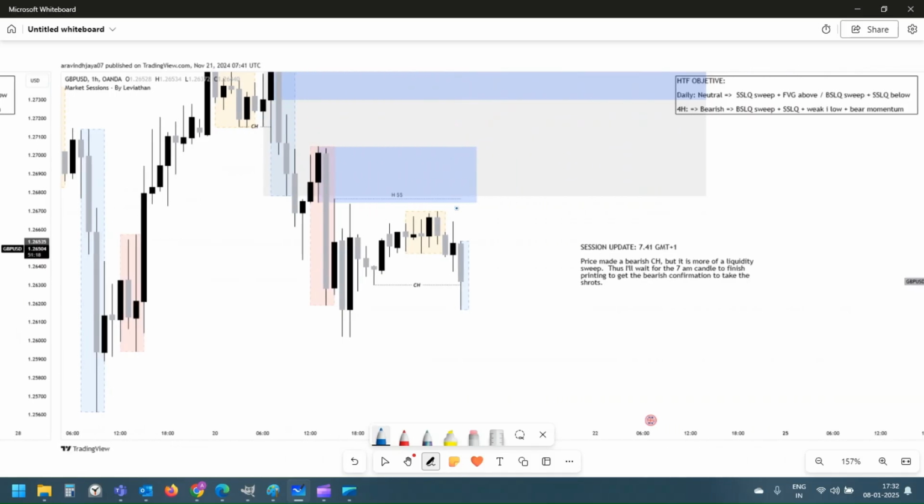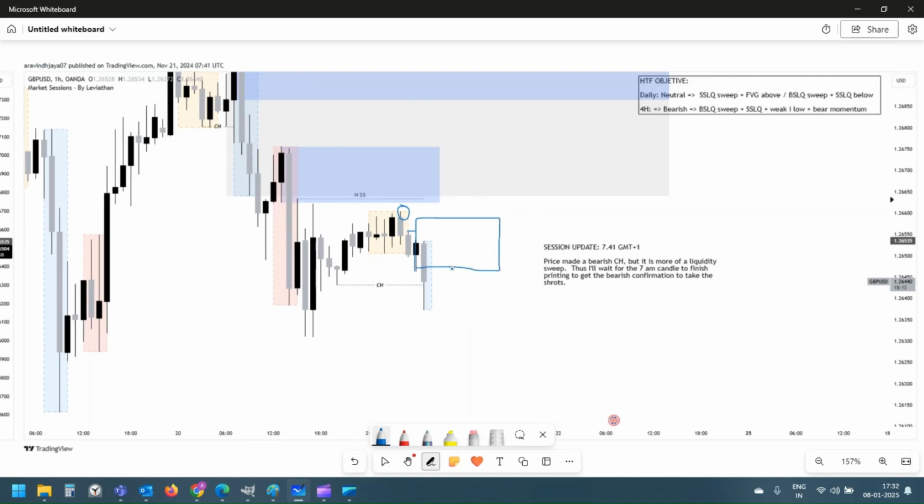Yes, as expected, price did not take any buy side liquidity, either this one or the Asian high, and price started to come down directly. And what liquidity did this take? This just took the high of this candle and then came down. So this would be my POI from which I can look for shots.